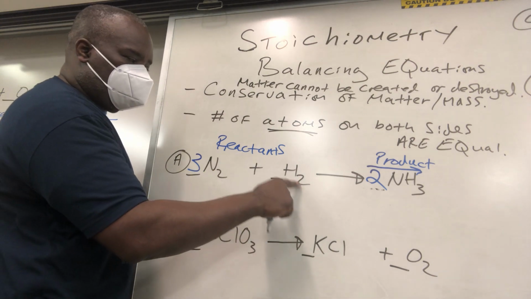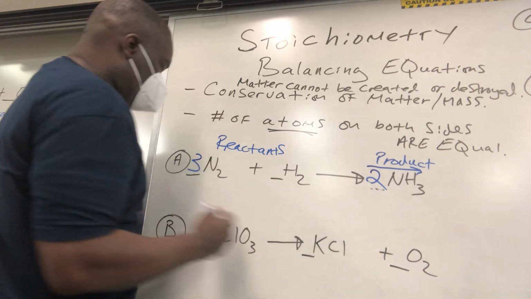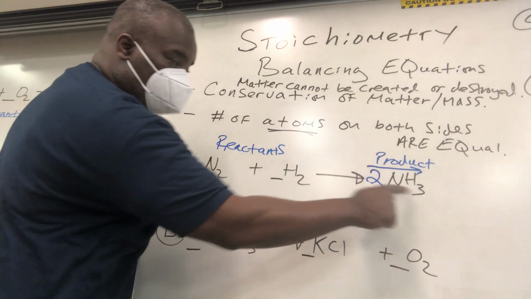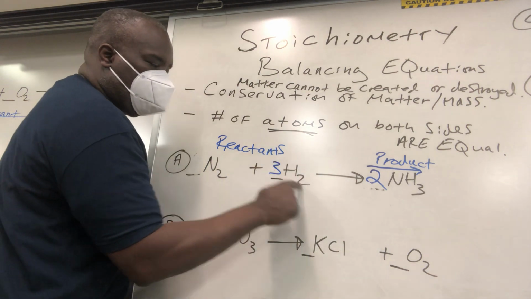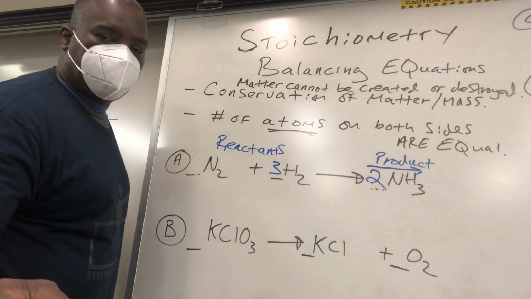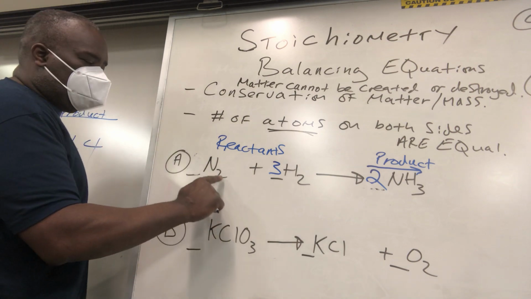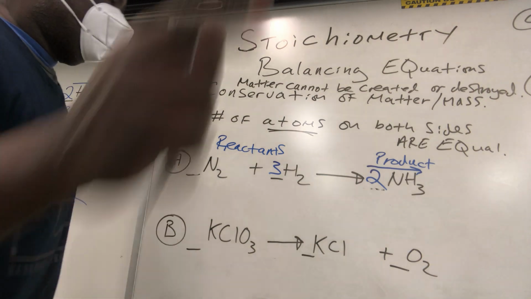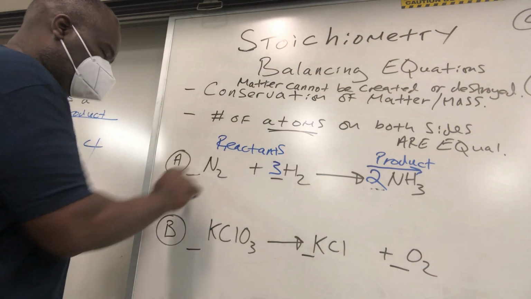Nitrogens are okay. 2 H's right here. Oh, goodness, I put it in the wrong place. All right, here we go. 2 times 3 is 6. 3 times 2 is 6. Hydrogens are okay. Okay, made a mistake. I'm human. All right. 2 N's right here. 2 N's right there. You're done. Okay, cool. Moving on.